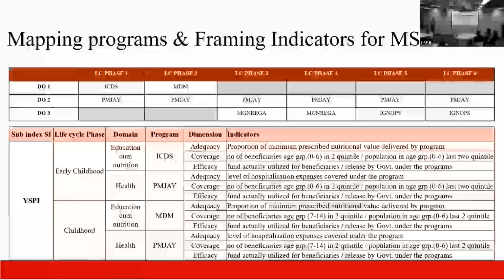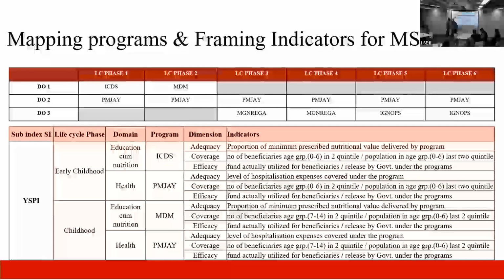So going by the steps that we had, in the first step we need to map the various schemes in this LCDO matrix. Here ICDS, as the scheme for children, is classified in this particular first cell because it's representing childhood, and also it's representing the domain area called education.